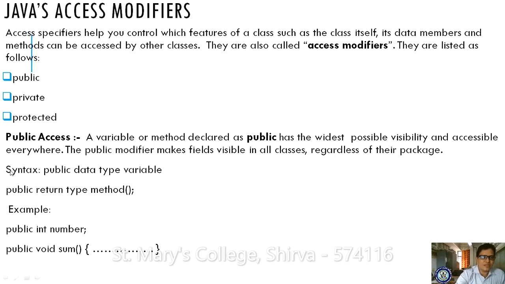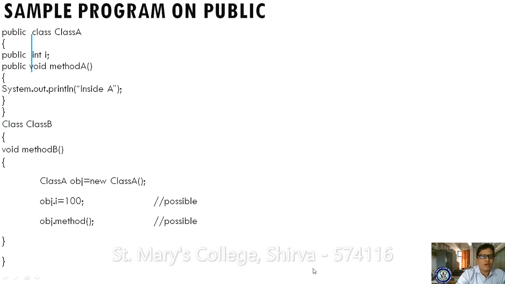Let us see the syntax. Public data type variable. Here is the data type, and here is the variable. For example, public int a: if you define it as public, that variable can be accessed outside of the class also. If I define the method as public return type method, the example given is public void sum. So this method can be accessed outside of the class also. Got it?